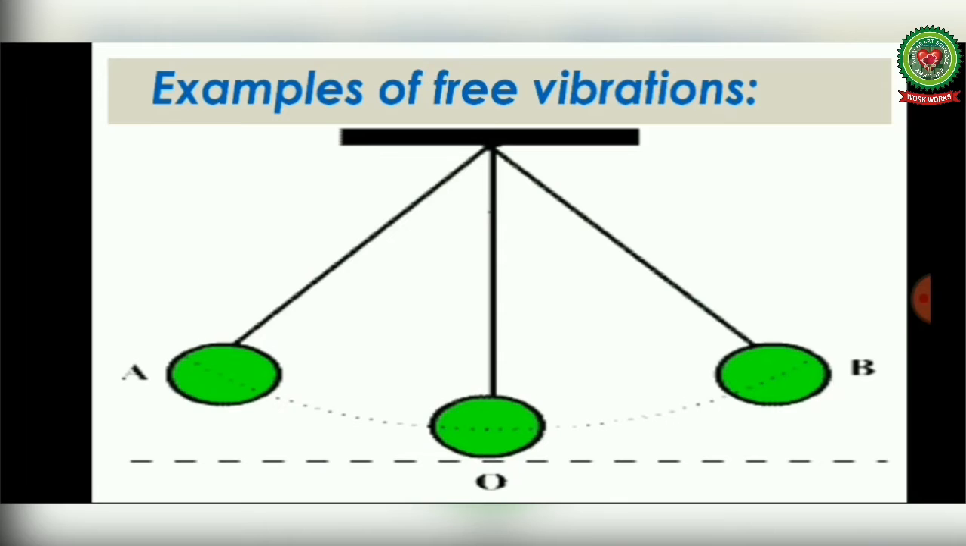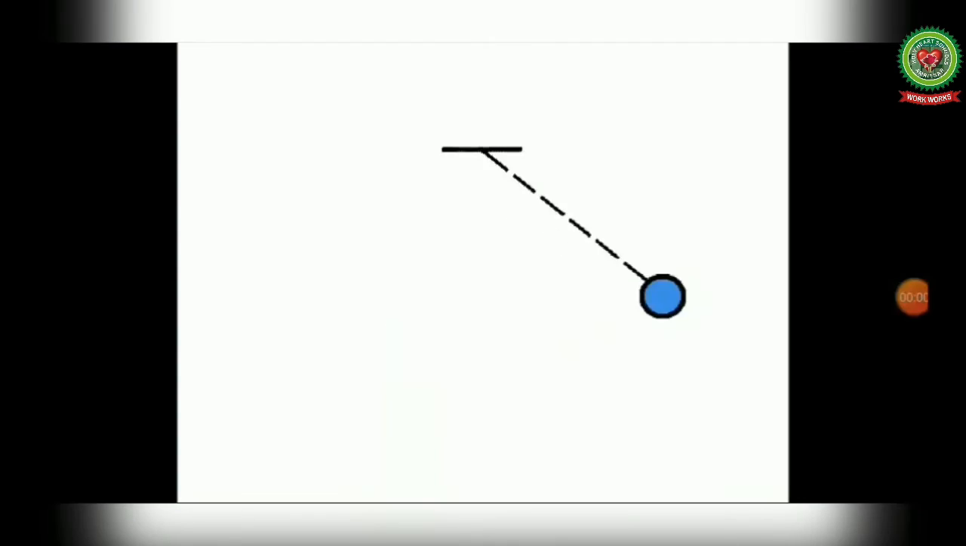Now, let's discuss the examples of free vibrations. If the bob of a simple pendulum is displaced slightly from its mean position, it starts vibrating. You can see a vibrating pendulum, and it vibrates with its natural frequency. As you can see, its amplitude is constant. It is vibrating with a fixed, constant amplitude. So, this is an example of free vibrations.